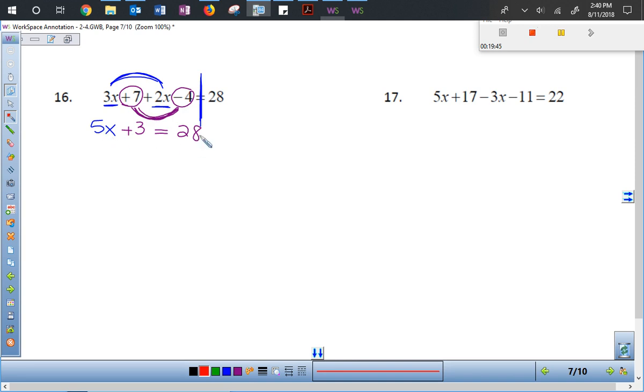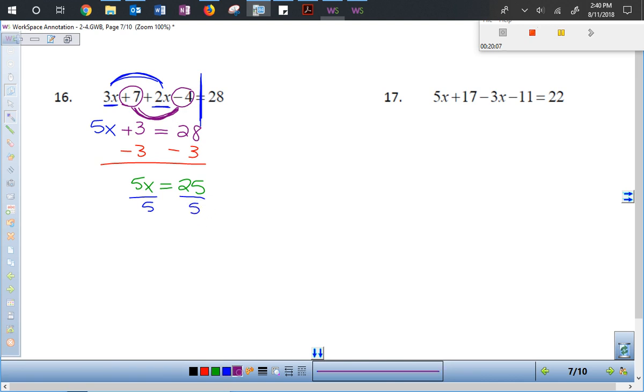Now that we've combined like terms, we can easily solve our equation. So subtract 3 from each side, and we get 5x equals 25. Divide each side by 5, and we get x equals 5.